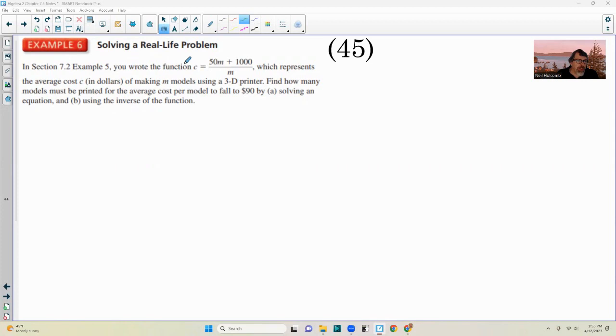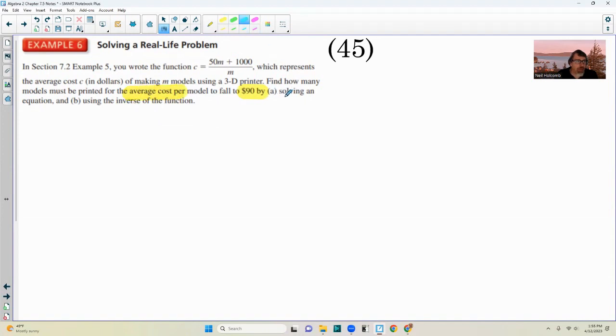Example 5, where it says you wrote the function c equals 50m plus 1,000 divided by m, which represents the average cost c in dollars of making m models using a 3D printer. Hopefully you remember that because I assigned a problem on that. Find how many models must be printed for the average cost per model to fall to $90.